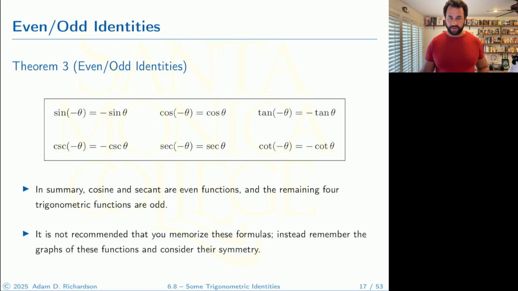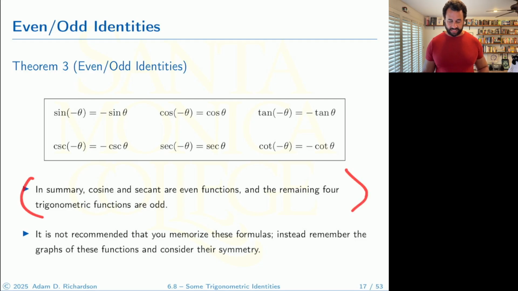Next ones we're going to talk about are the even odd identities. We've seen these in practice a couple of times, but it's this whole collection right here. It's just stating the evenness or oddness of these functions. So here, sine of negative theta is negative sine theta, cosine of negative theta is cosine theta, tangent of negative theta is negative tangent theta, cosecant of negative theta is negative cosecant theta, secant of negative theta is equal to secant theta. Cotangent of negative theta is equal to negative cotangent theta.